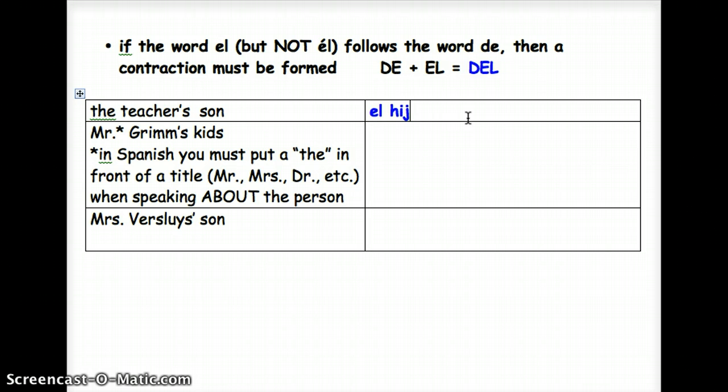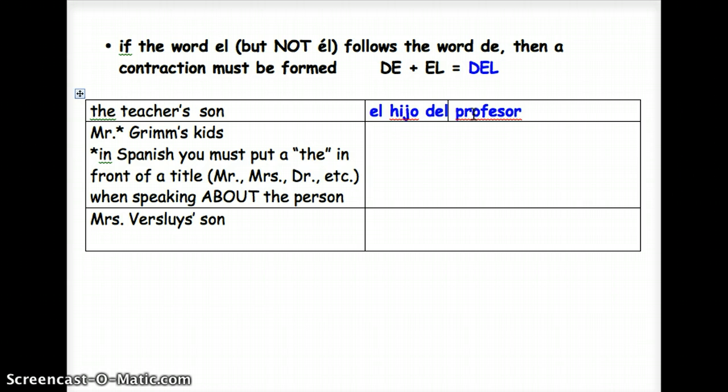El hijo de el profesor. Well, we have to contract those. Contractions in Spanish are obligatory. You have to do them. It's not like English where you can say don't or do not. So de el is just much easier to say if you combine them and say del. El hijo del profesor.